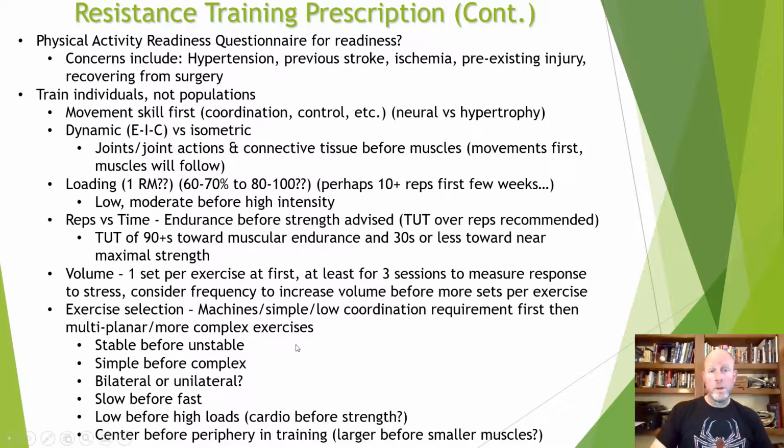Who needs to be more stable before unstable. When we say stable before unstable, we're also talking about loads. A machine is very stable. A dumbbell, unstable. A barbell, more stable. You move one side, the whole body moves because it's more of a stable positioning. A lot of people like barbells because they can move more load with the barbell. It doesn't necessarily mean they're going to get stronger lifting with a barbell.